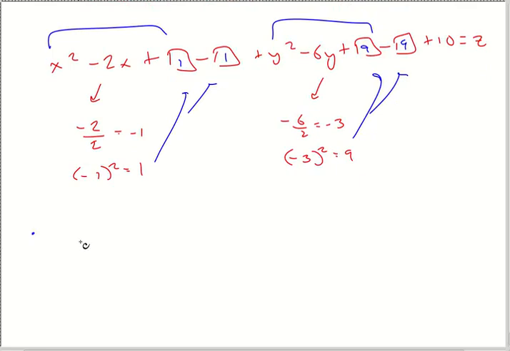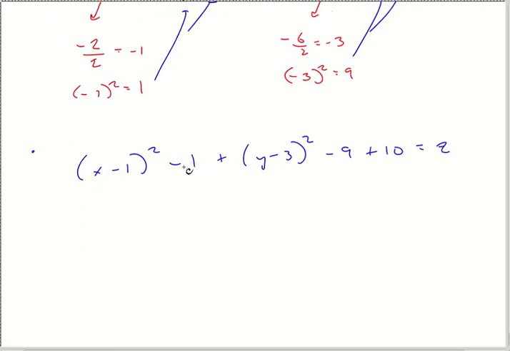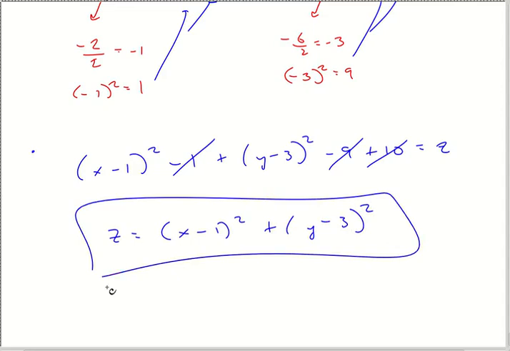So keep going. I got x minus 1 squared minus 1, y minus 3 squared minus 9. Whoa, almost forgot it again. Plus 10 is equal to z. We're very close. Notice that we got negative 1, negative 9, and a positive 10. These actually all cancel out, leaving you with this one and this one. So that's your standard form. I would write the entirety of that in that box.